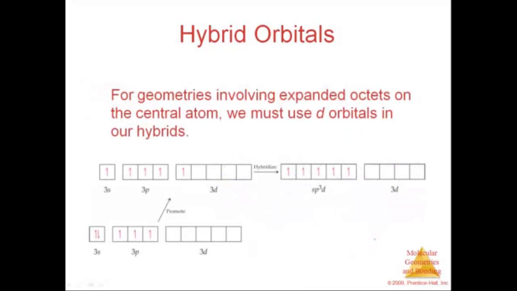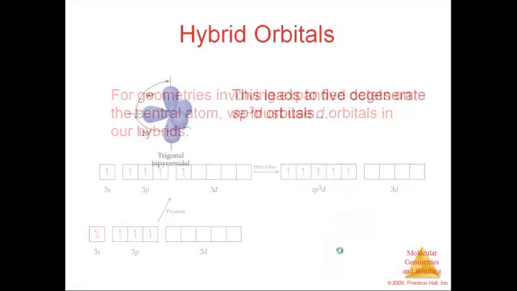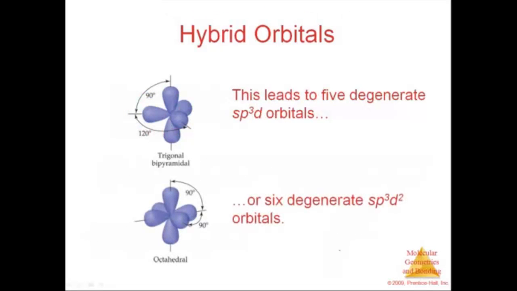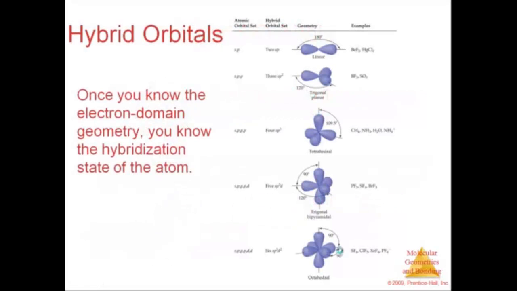Okay, so if we have an expanded octet, now we must use d orbitals, right? I can't go any higher than sp3, so if I have five places around the central atom that's being bonded, I need to add a d orbital. And of course, if I have six places around the central atom, I'm going to have sp3d2, because 3, 2, and 1 is 6. So these superscripts, again, need to add up to the number of bonding pairs around that central atom. So for the trigonal bipyramidal with 5, we get sp3d, and for octahedral, we get sp3d2. Okay, so here are the shapes, here are some examples.